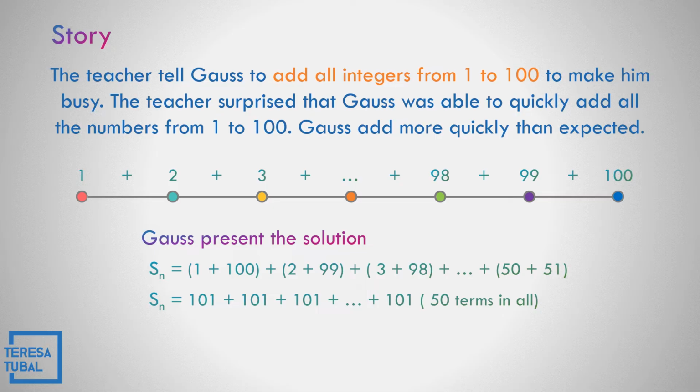So 1 plus 100, that is equal to 101. 2 plus 99 is 101. 3 plus 98 is 101, and so on. 50 plus 51 is 101. So that is 50 terms in all. So 101 times 50, so the answer is S sub n is equal to 5050. It means he added all the integers from 1 to 100, the answer is equal to 5050.